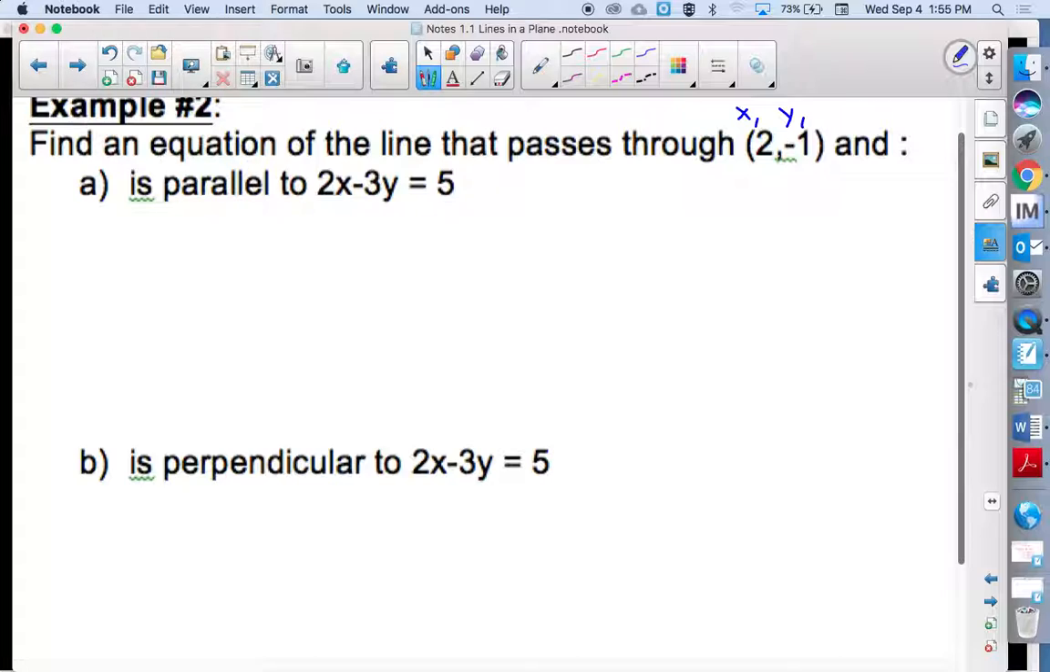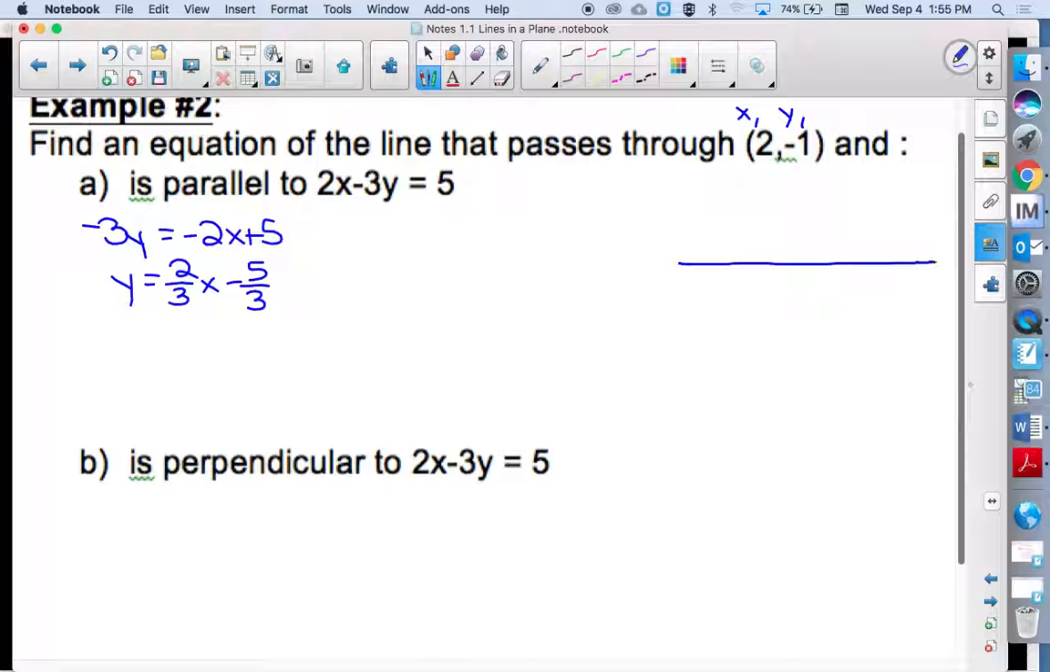Maggie? We need to solve for y. We need to know what the slope is of the current line that we're working with so that we can get the slope of our new line. So we have to solve for y. So take the 2x over by subtracting it. Divide by -3. Be careful with those signs. You got a negative, you're dividing it by a negative. So that gives us 2/3 x minus 5/3. So that's the line that we're looking at.